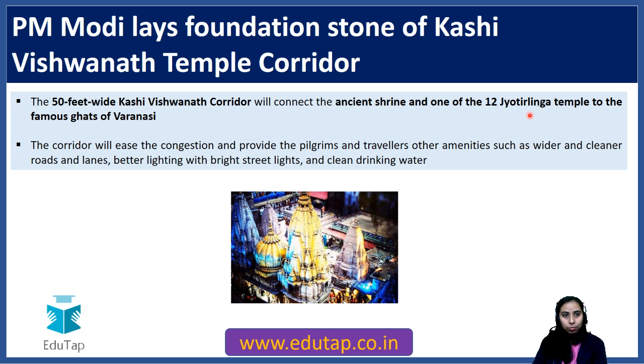So if the question comes, what is this Kashi Vishwanath temple corridor, keep in mind this is the corridor which is going to be set up for connecting the main temple of Kashi to the various different Jyotirlings and famous ghats.